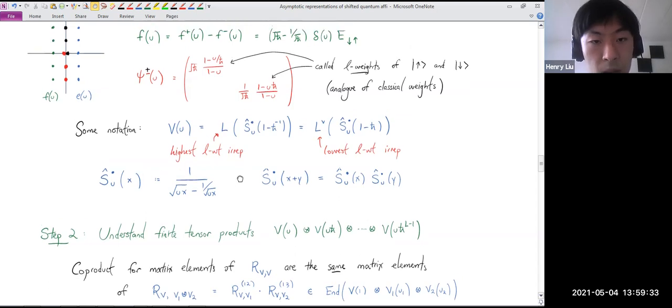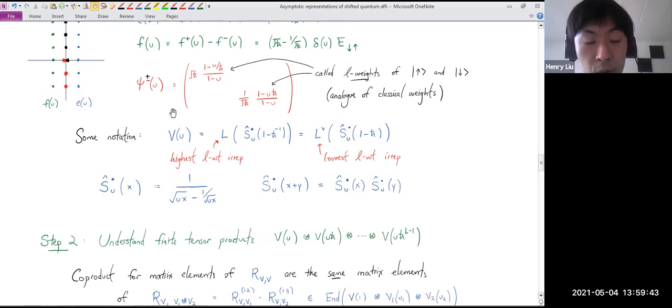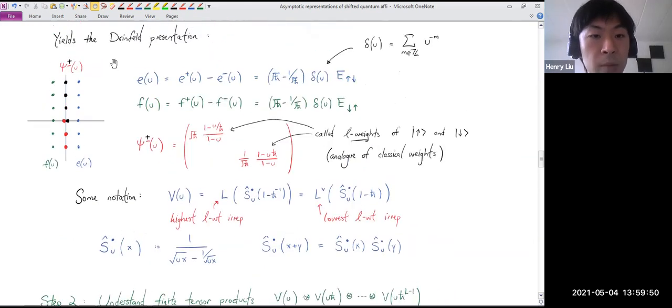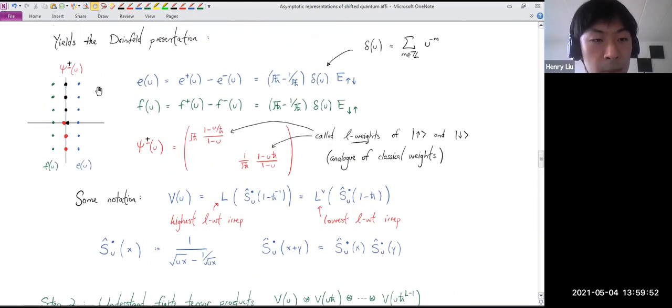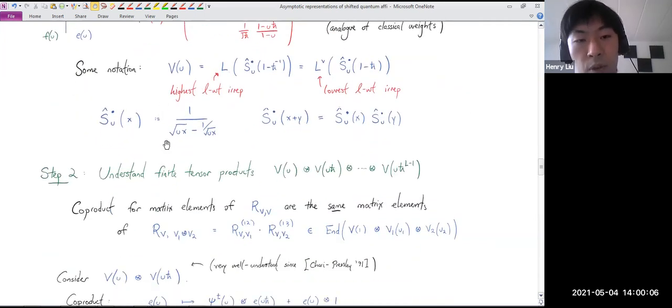Okay, so that's that for UQSO2 hat. Now we have a complete description of how it acts on the two-dimensional evaluation representation. It will be very helpful to keep this, especially this schematic picture, in mind for later when we talk about the shifted versions of UQSO2 hat. Okay, so that's step one. Step one was to first say what UQSO2 hat is.